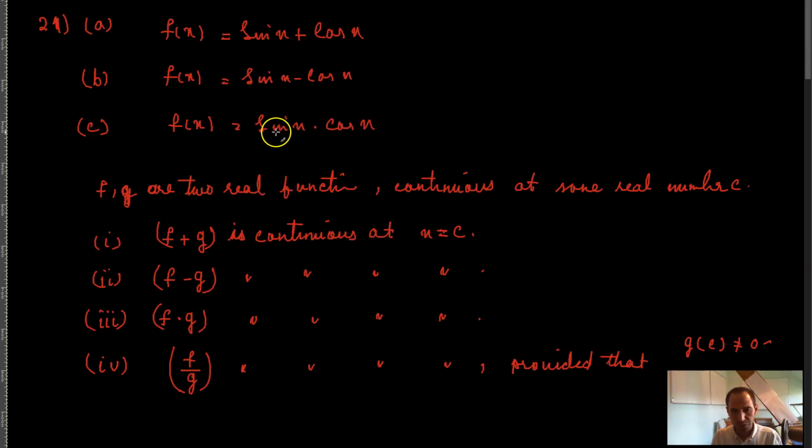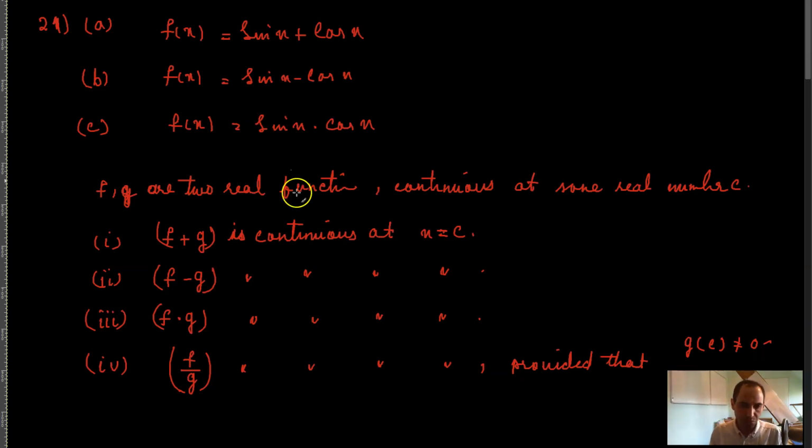And of course here, for sine x by cos x, which is tan x, it is not continuous at some points. For example at pi by 2 it's not continuous, because at pi by 2 the function is not defined, since cos of pi by 2 is zero, so you'll get into trouble over there.